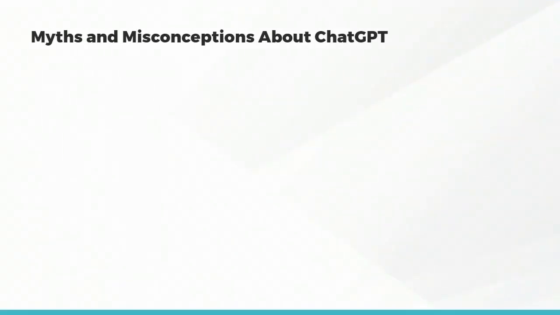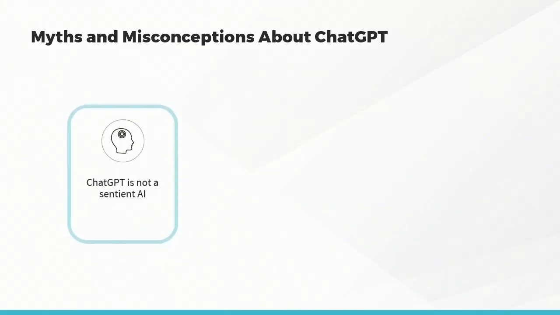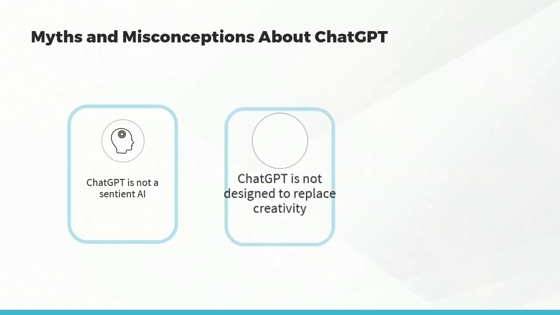Despite its many capabilities, there are some common misconceptions about what ChatGPT is and what it can do that need to be cleared up. First, ChatGPT is not sentient. As an AI, it doesn't have emotions, motivations, or desires like humans do, and as such cannot perform any task that it's not been instructed on.